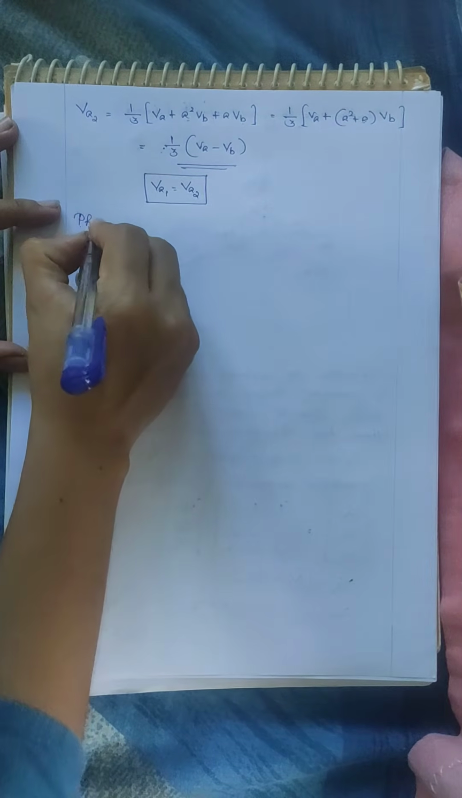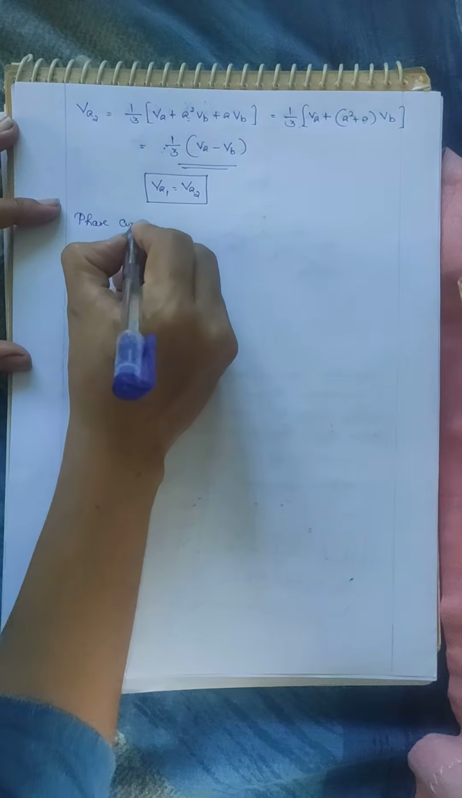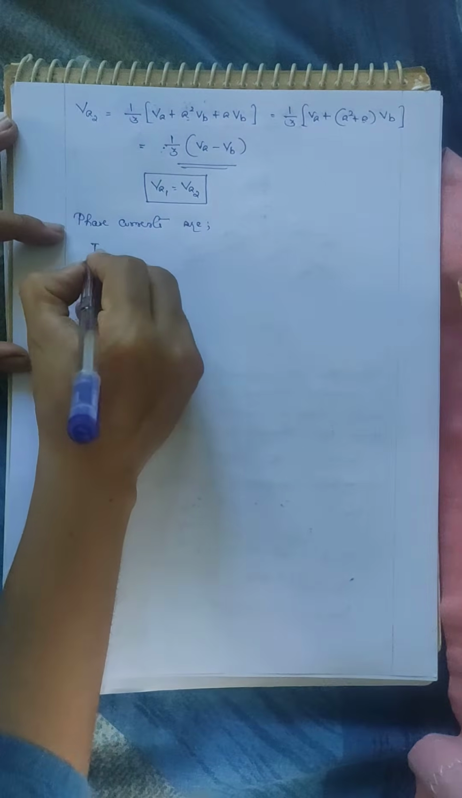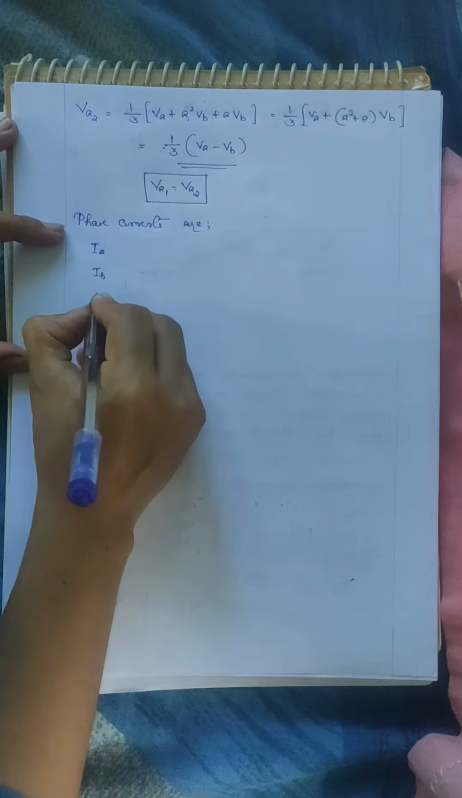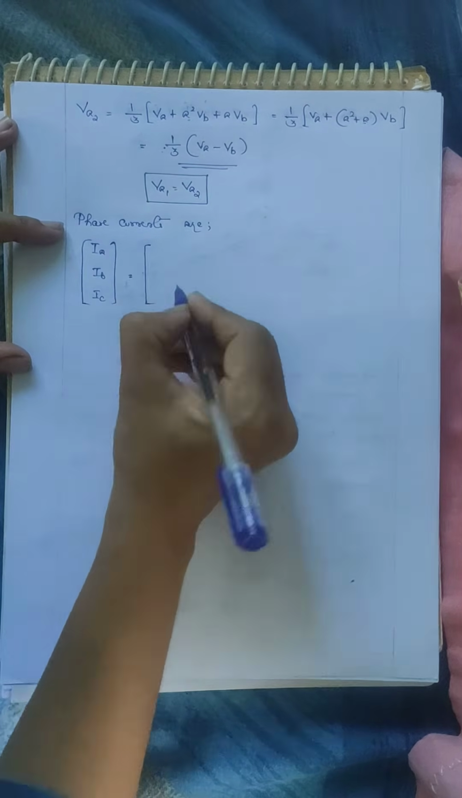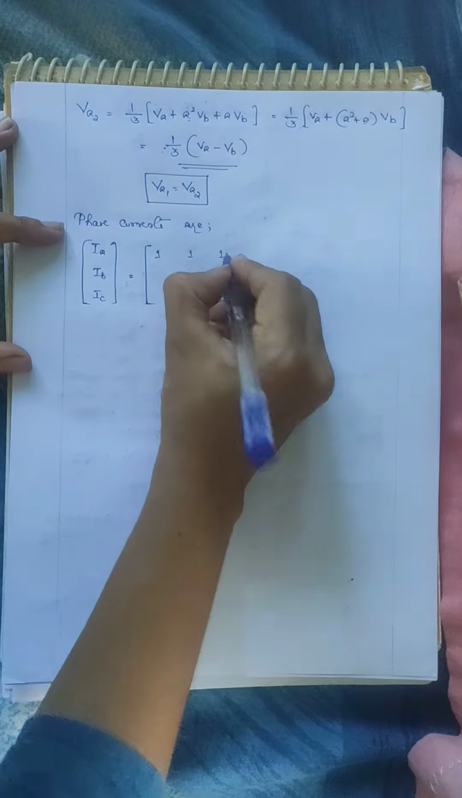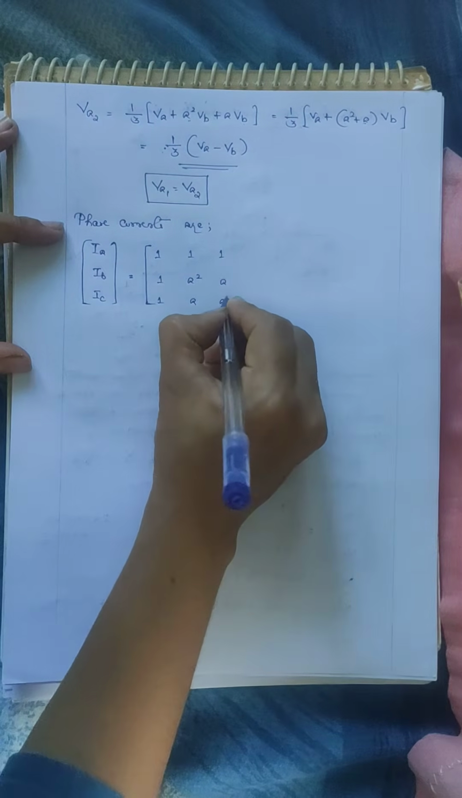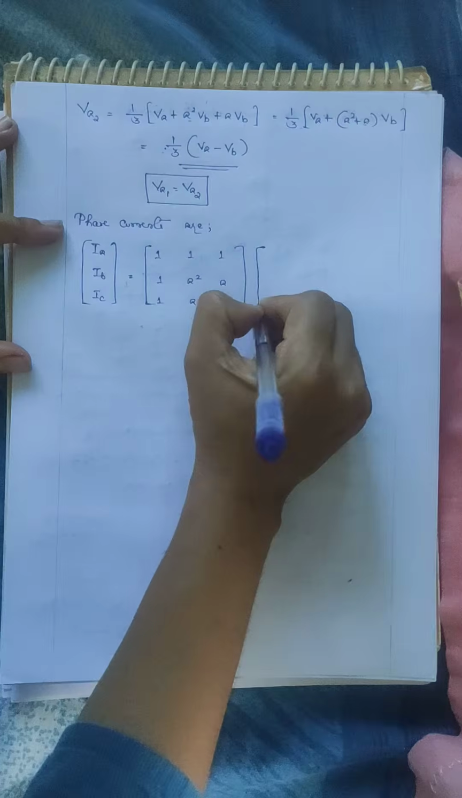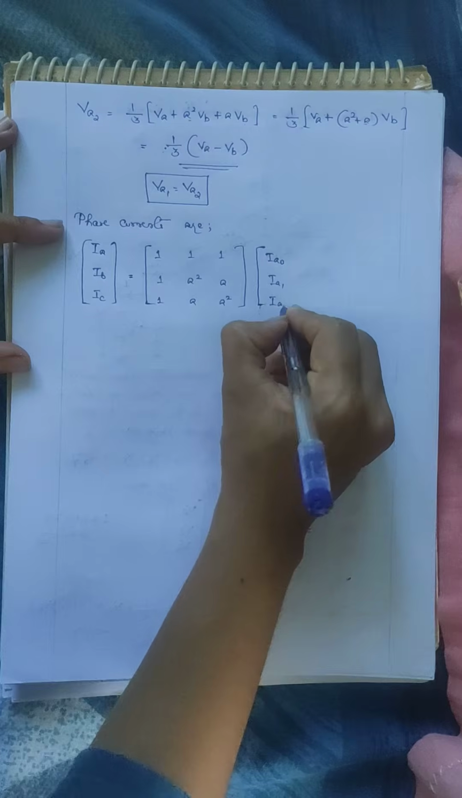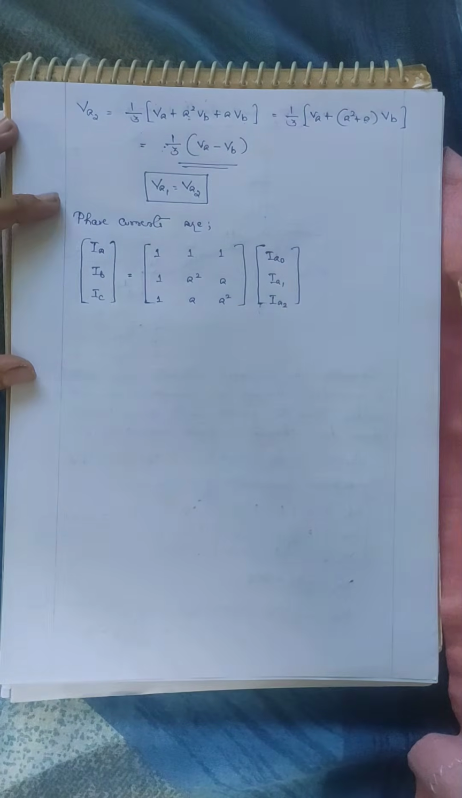Now let us calculate the phase components of current, the various phase currents IA, IB and IC. The equation is IA, IB, IC is equal to the transformation matrix 1 1 1, 1 A square A, 1 A A square, into the sequence currents IA0, IA1, IA2.